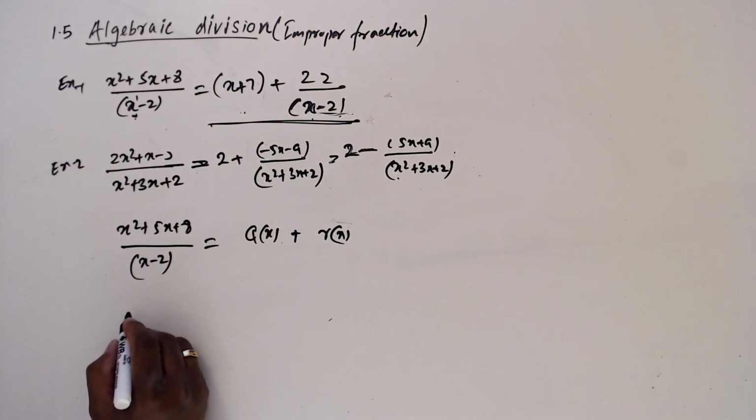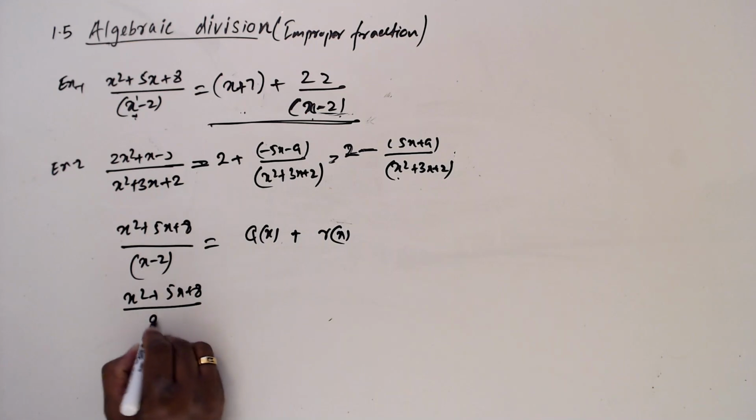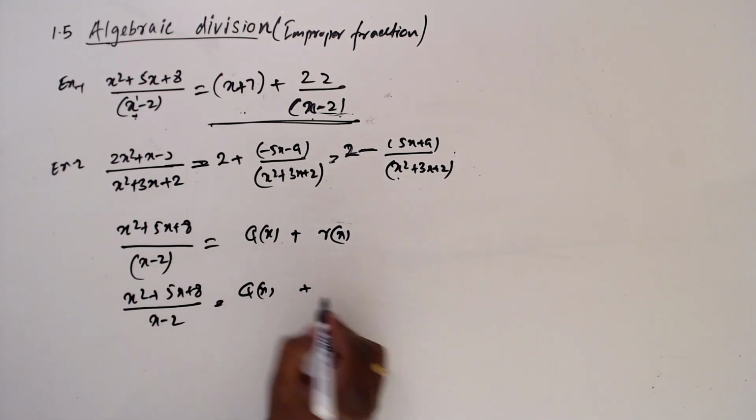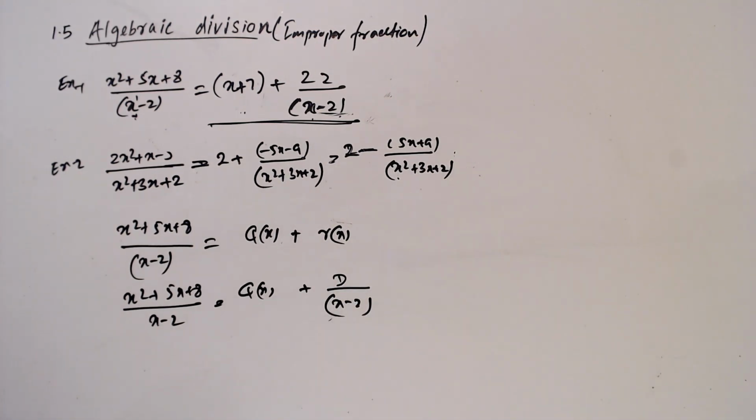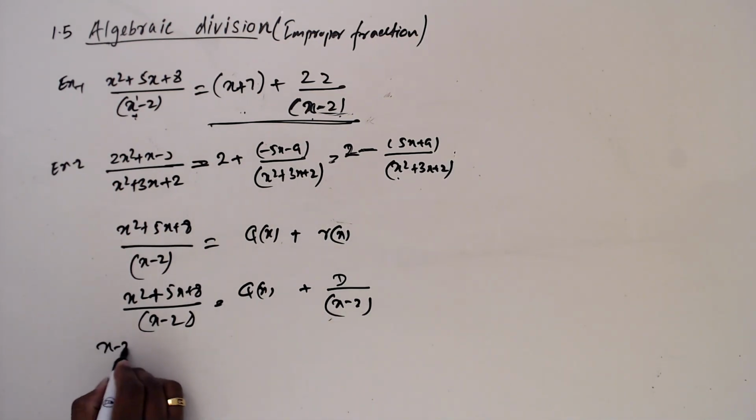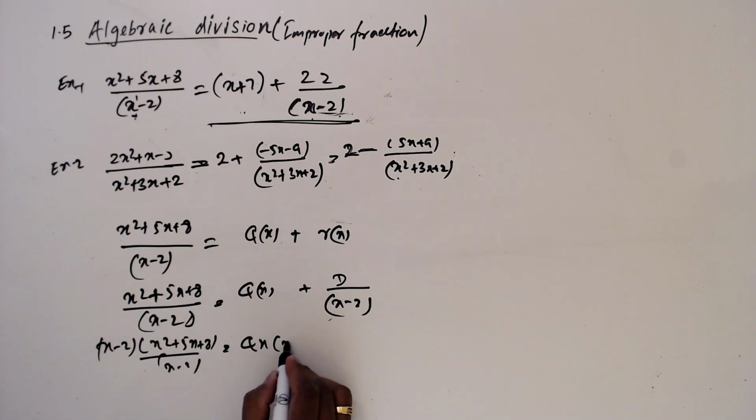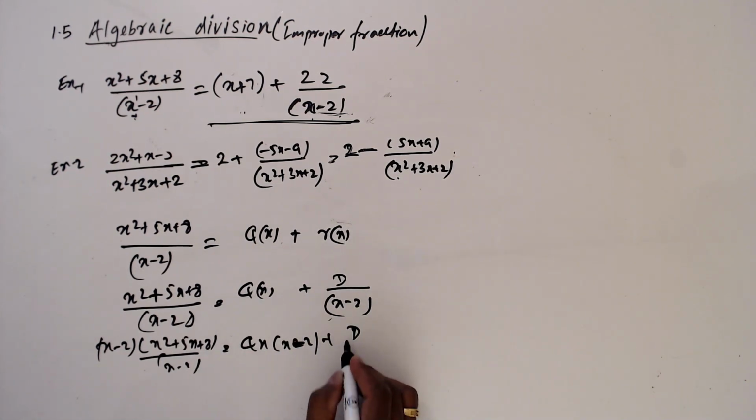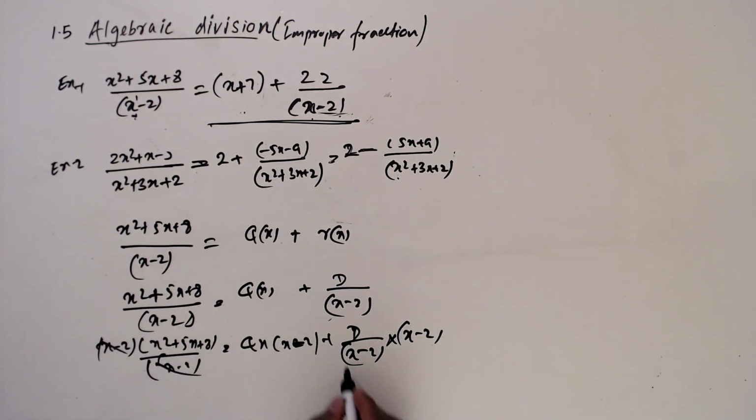And I can write differently again. X square plus 5x plus 8 over x minus 2, this is qx, I can write this plus d over x minus 2. Now I multiply every side by x minus 2. I want to get rid of this denominator. So x minus 2 times x square plus 5x plus 8 over x minus 2, and qx times x minus 2 and d over x minus 2 times x minus 2. So this cancels out and this cancels out.